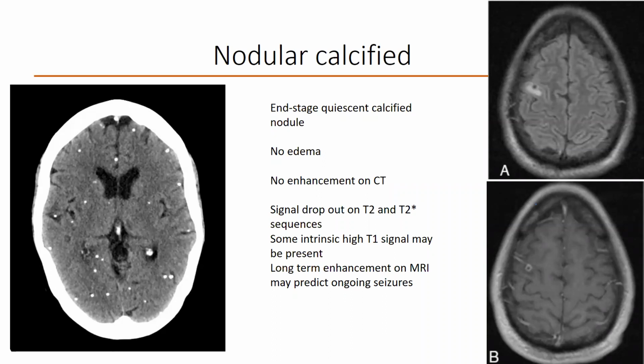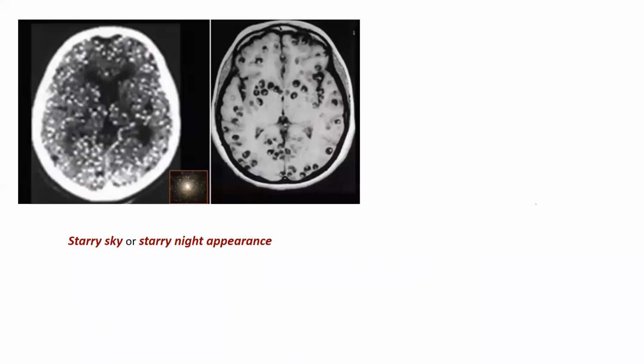And sometimes there can be enhancement, like you see in this particular image. You can see the FLAIR hyperintensity is there, and also there is enhancement. And if there is a nodular calcified lesion which is causing enhancement, the chance of the patient having long-term seizures is high. So this is what you mentioned, that it is a starry sky or a starry night appearance.